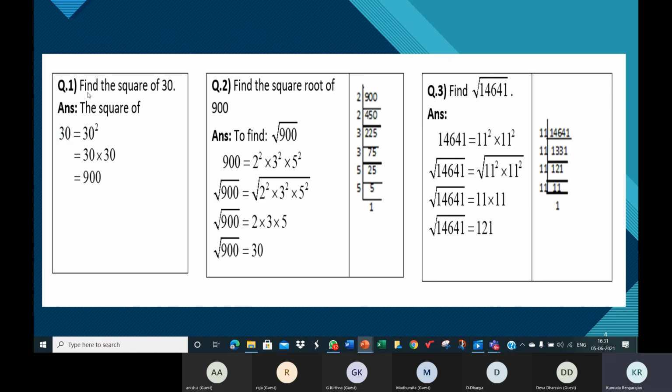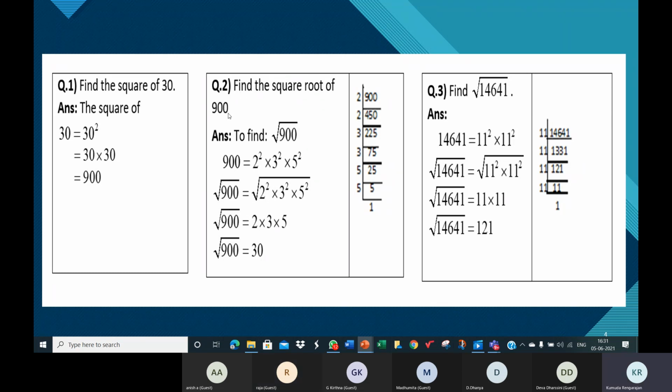So see the answer to the first one, children. Find the square of 30. This was the first question. The square of 30 is equal to 30 square, 30 into 30, which is 900, correct? How do you write the square of 30? The square of 30 is equal to 30 raised to the power 2, correct? Is the presentation understood? The square of 30 is equal to 30 to the power 2 or 30 squared, which is 30 into 30, which is 900. Next one.